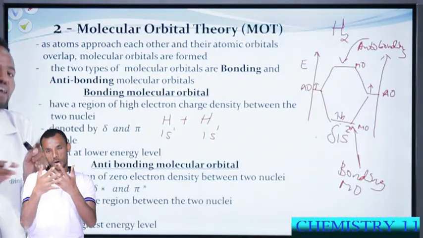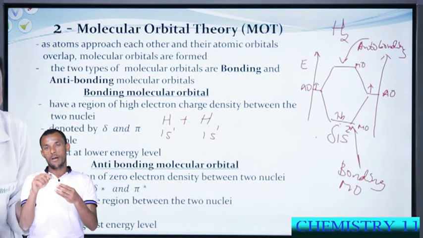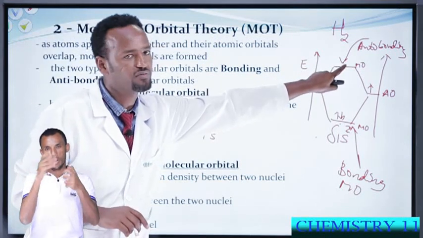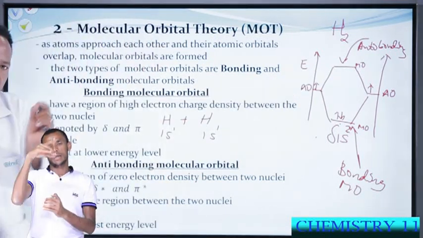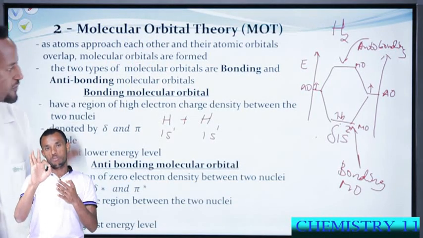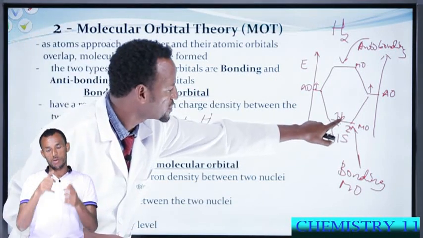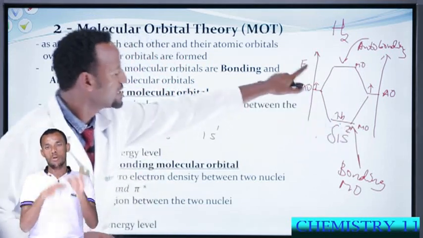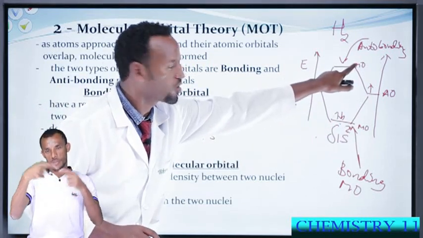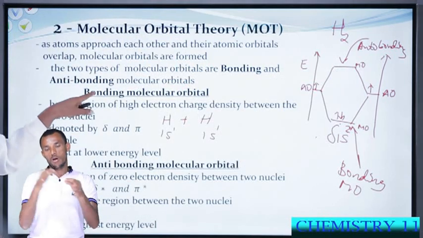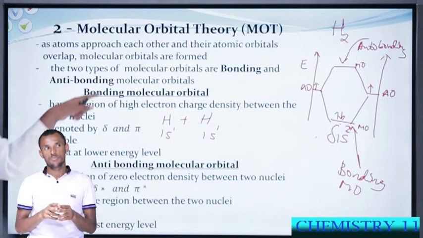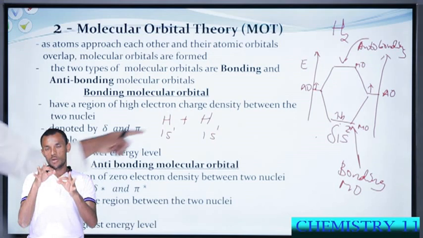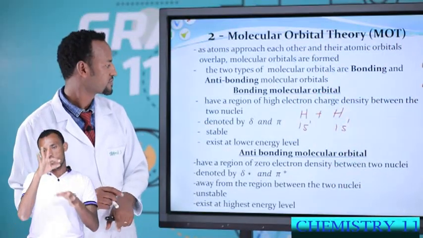Bonding molecular orbital contains a maximum of 2 electrons. Again, anti-bonding molecular orbital contains a maximum of 2 electrons. The number of electrons they can contain is the same. Therefore, the bonding molecular orbital contains 2. This is the bonding molecular orbital. This one is the anti-bonding molecular orbital. Look, this one: bonding molecular orbital and anti-bonding molecular orbitals.